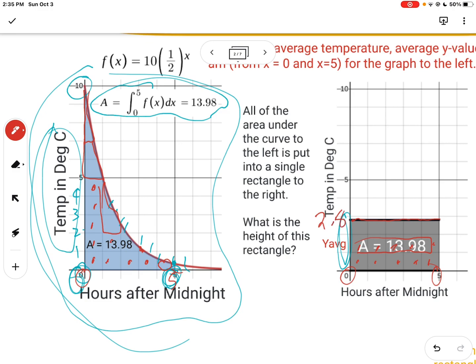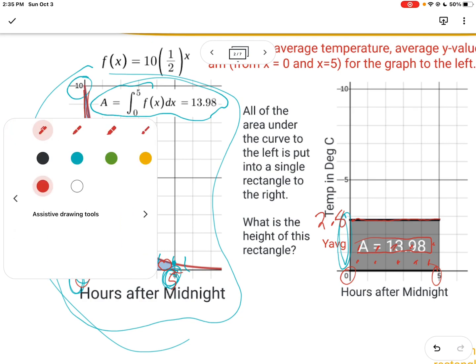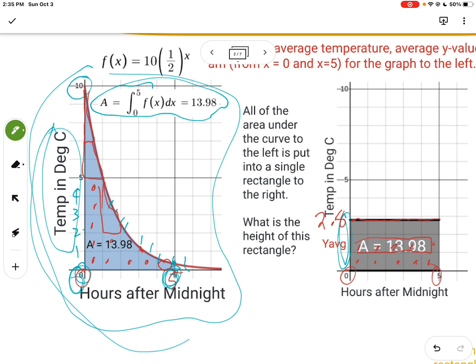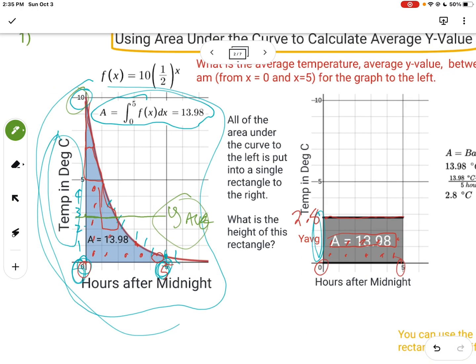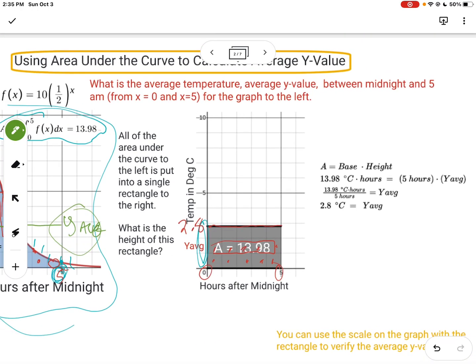It's the average height, and I'm going to go through the calculation with you in a second. If I put that on over here, an average height of 2.8 would be something like right there. That would be our average y value, y-avg. And you can see it's actually pretty low, right? When it goes from 10 to about 0.5, the average is quite low, 2.8. Let's see how we got that 2.8 though.